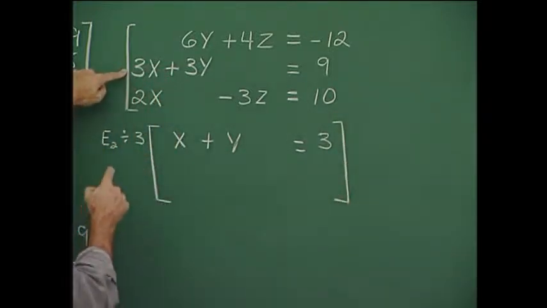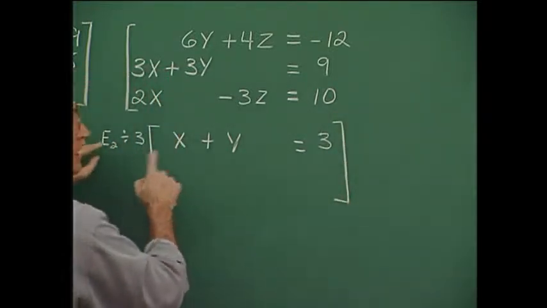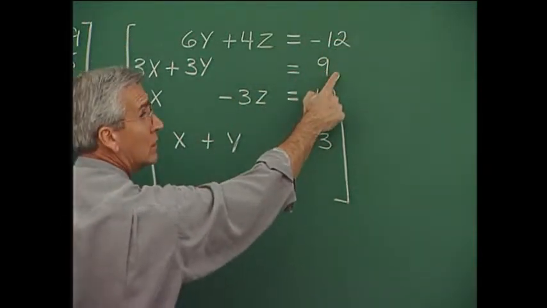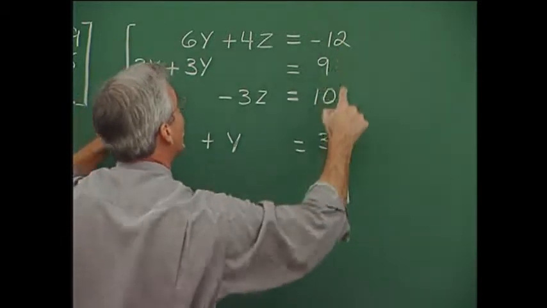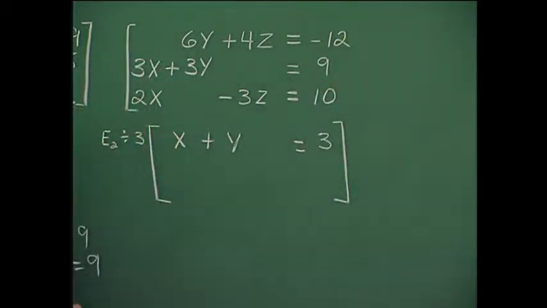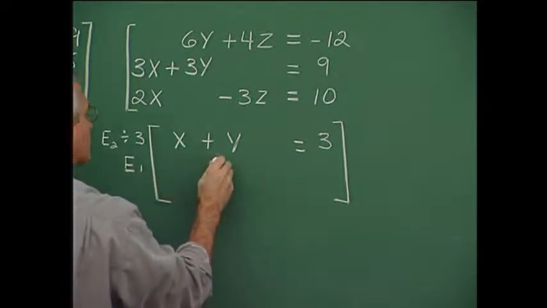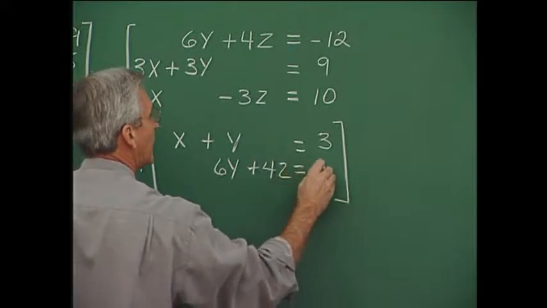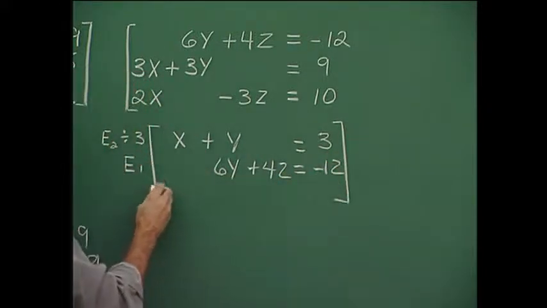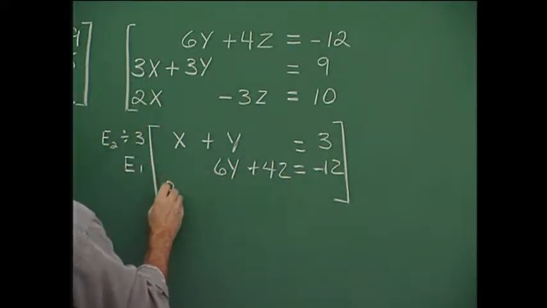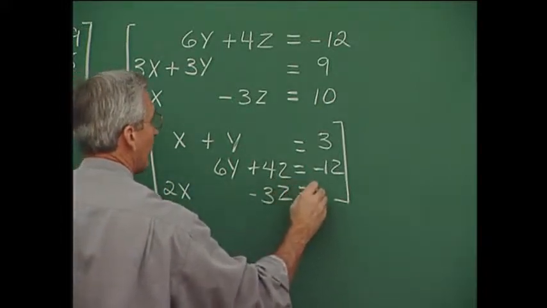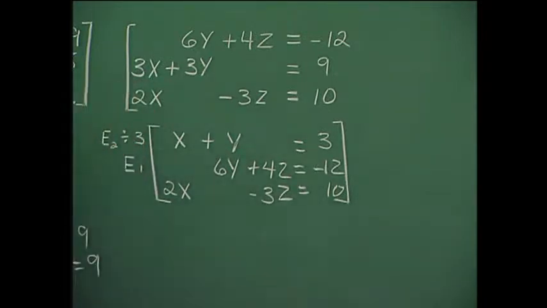All right, now we have replaced the original equation 1 with equation 2, so we're going to have to just put that rascal in equation 2's place. So we're going to just put equation 1 right here. So that's 6y plus 4z equals negative 12. And then I'll bring down equation 3. All right, and away we go.